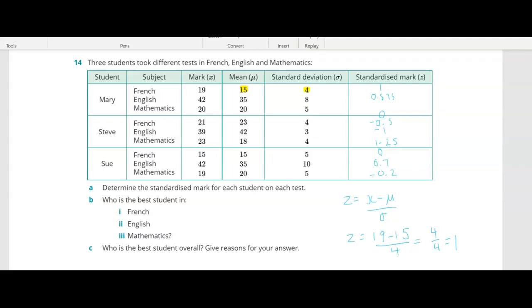Yeah, so you can look at your standard scores and it kind of tells you a little bit more information about how the student compares to the rest of their class. And then, if you've got these students at different schools, then you can use your standard score to compare how they actually relate to each other.